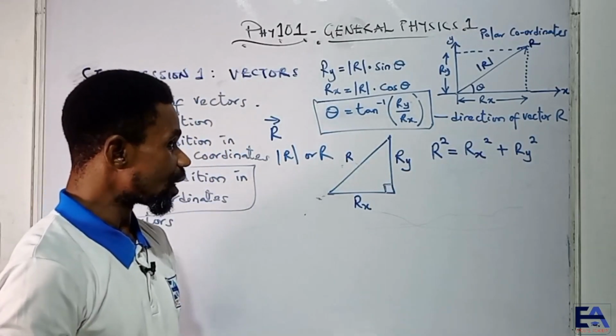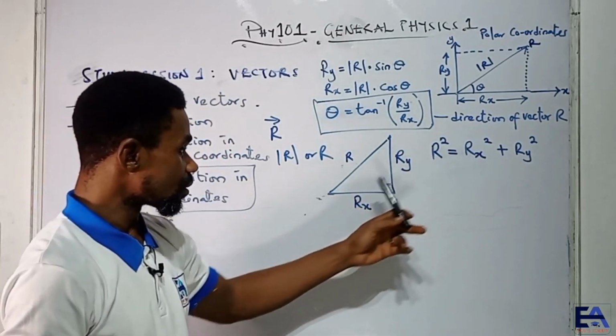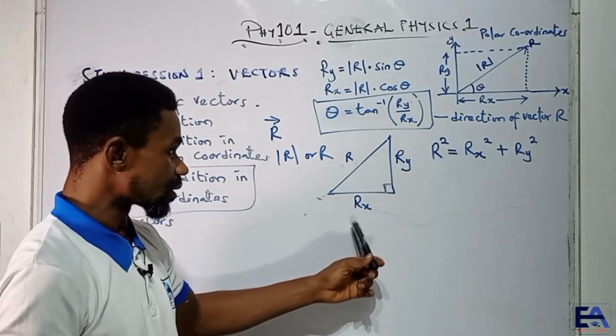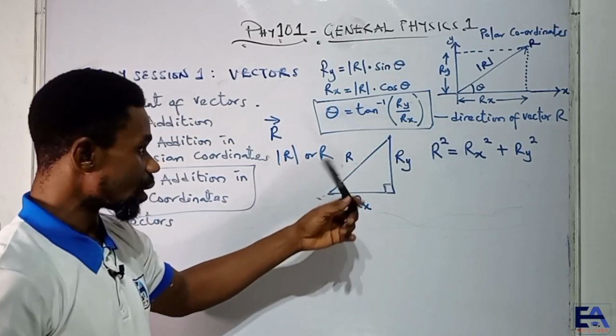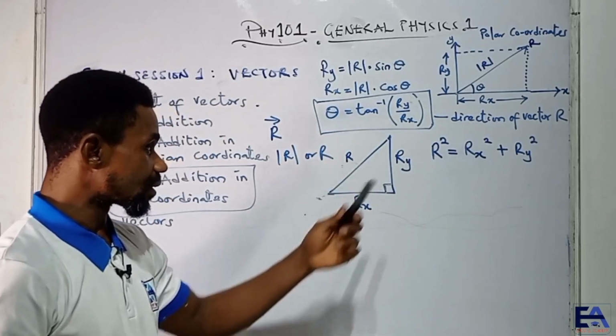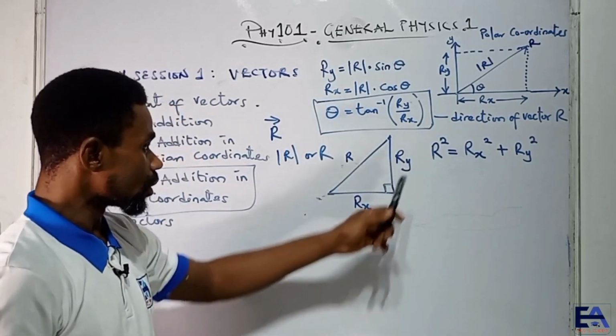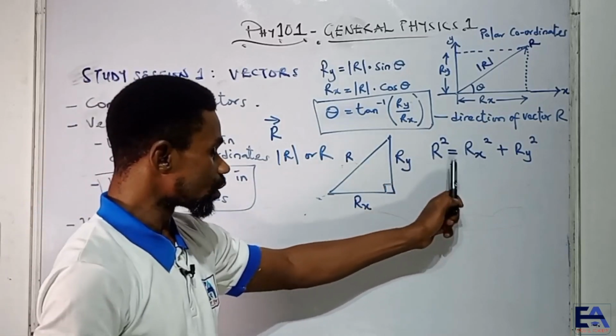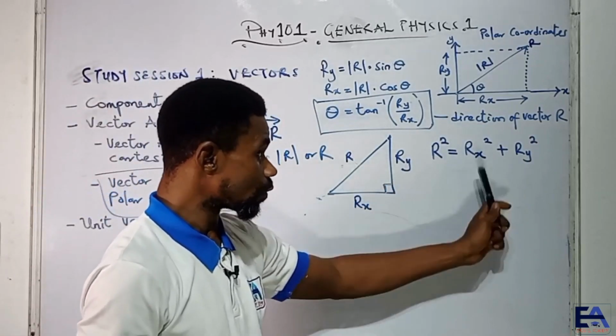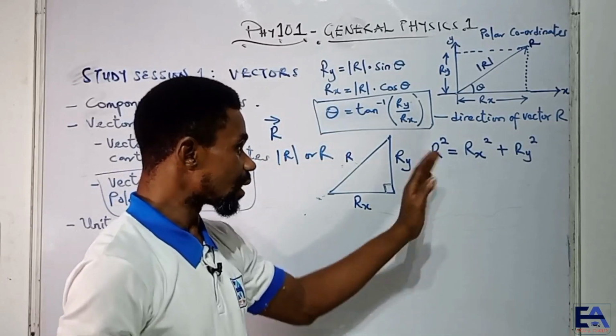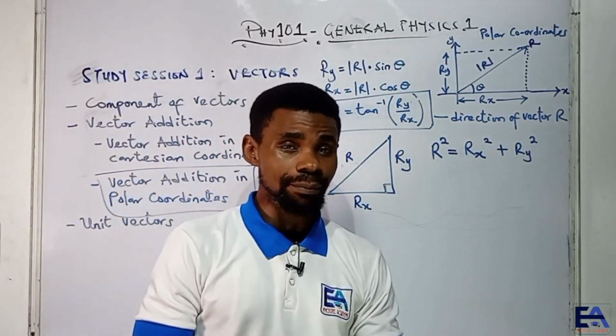And then when you have it that way, Rx is the component of the vector R on the x-axis, Ry is the component of the vector R along the y-axis, and this is R here. So the square of the hypotenuse is equal to the sum of the squares of the two other sides. That is what we call the Pythagoras theorem.